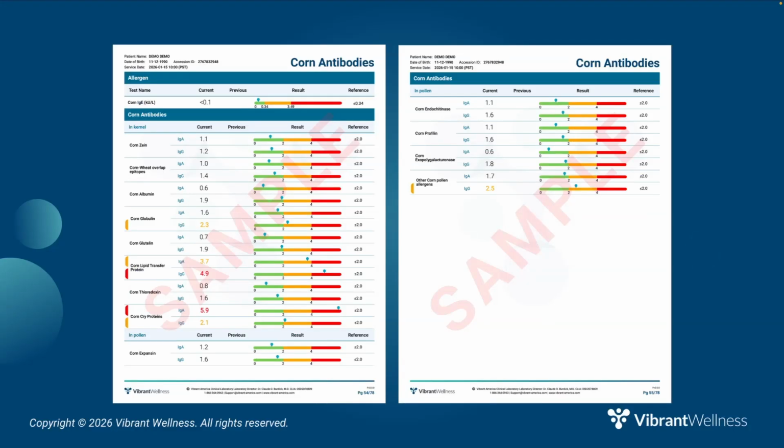The corn antibodies ends with the level of all markers, including corn IgE, corn pollen peptides, and corn kernel peptides, including genetically modified corn Cry proteins.